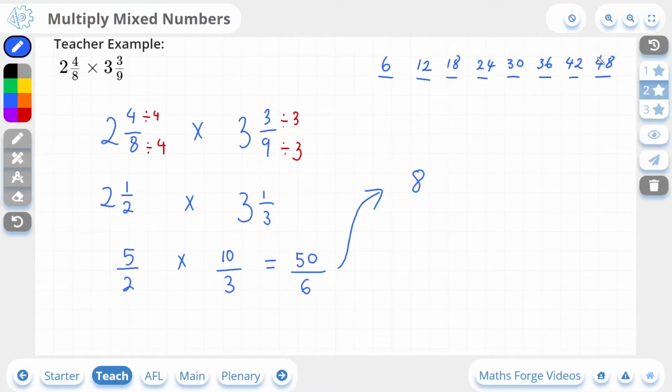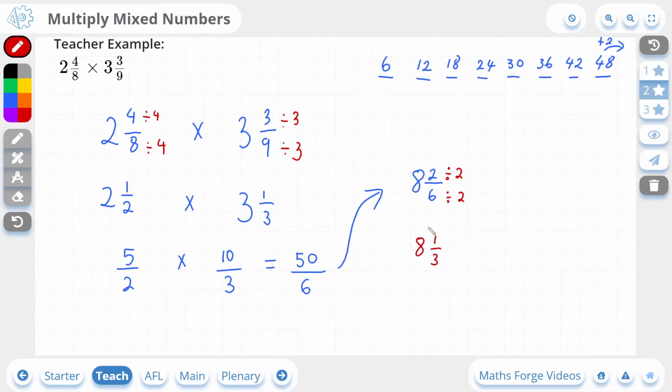And if we just take a look at the last number, how many do we need to add to this to get to 50? That's 2, and that's our remainder. So it's going to be 2 over the original denominator of 6. Now, again, this is still not in its simplest form. The 2 over 6 can be simplified further. I'm going to divide the numerator by 2 and the denominator by 2. And this will give us 8, and 2 divided by 2 is 1. 6 divided by 2 is 3.